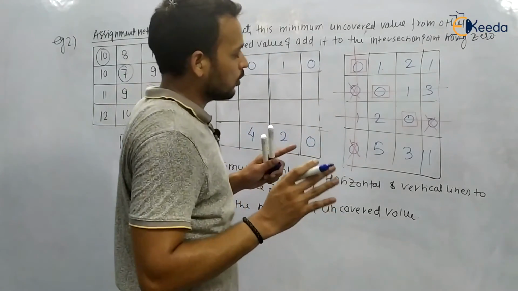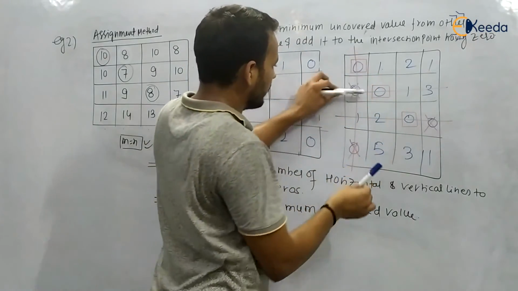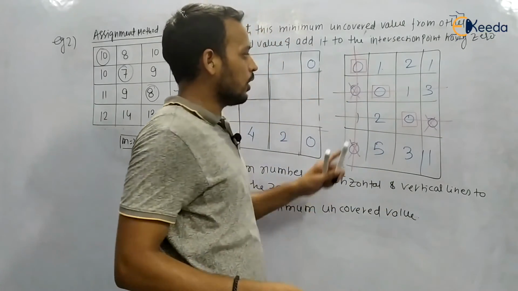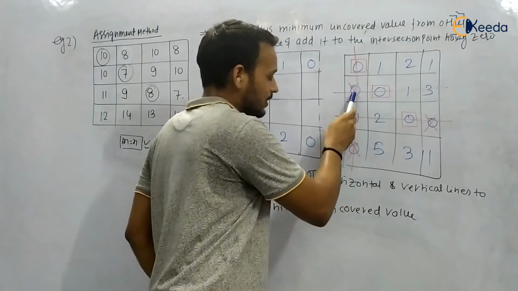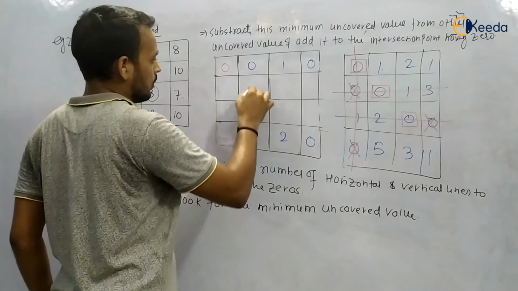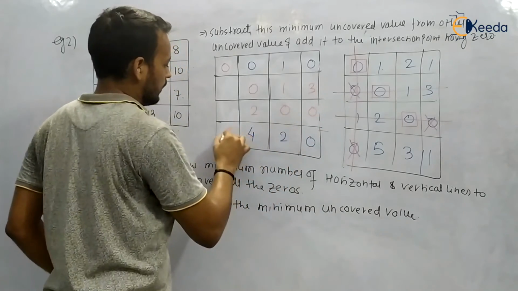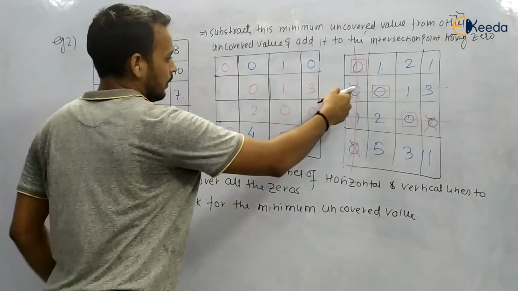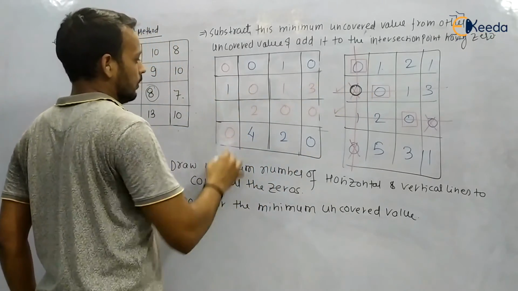Now you have to add this minimum uncovered value at the intersection point. Look here, the first line and second line have one intersection, and there is another intersection. We have to add this minimum value at the intersection point which is having 0. There are two intersections but only this one is having 0, so you add the value here. So here it will remain 0 0 1 3 2 0 0 and 0. 0 plus 1 is 1, and this will remain 1.